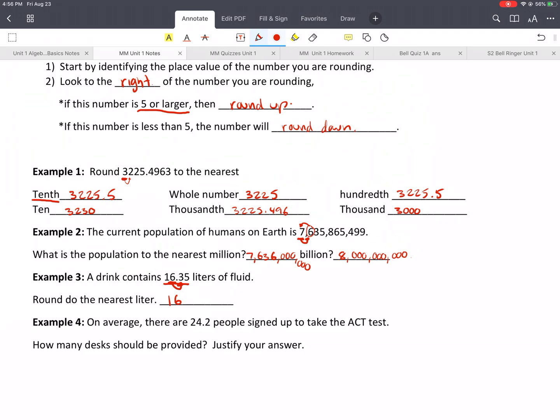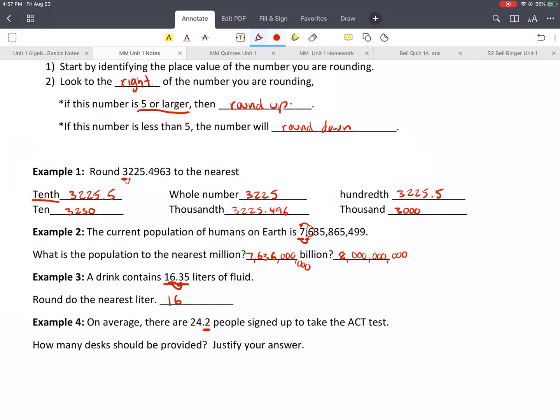Example 4, on average, there are 24.2 people signed up to take the ACT. How many desks should they provide? Justify your answer. You could justify either way you'd want. I would probably err to be more safe. Because you can't have 2/10 of a desk, I'd probably round up, even though that 2 is less than 5, to 25 desks.